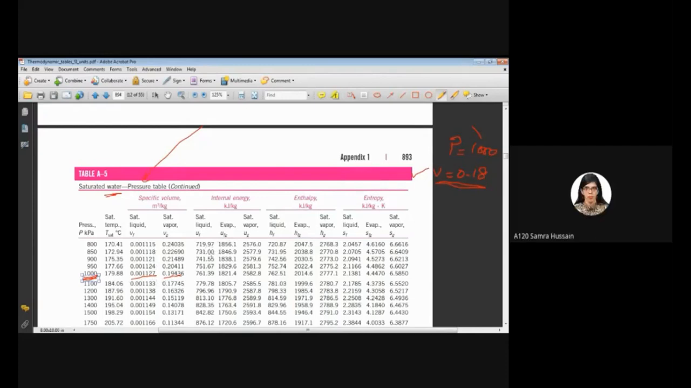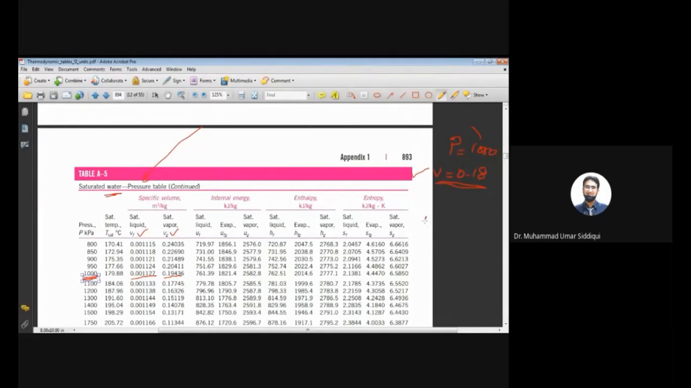Sir, less than. Less than what? 0.19. Exactly. If it is less than 0.19, it is in between 0.001 and 0.19. That means it is in between VF and VG. Make sense? If it is between VF and VG, that means we are in the saturation region, right?